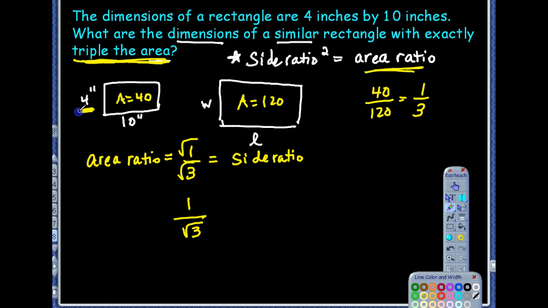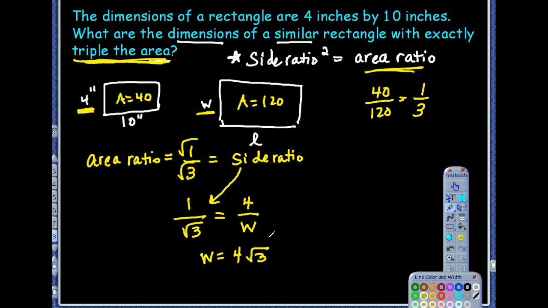Okay, so if this is your width and this is your width, this to that is your side ratio. 4 to W is a side ratio. So this right here is your side ratio. I'm going to set that equal to 4 over W. Okay, so since they really do give us a side, we can find our one missing side. So basically you're going to do a little cross multiplying. So W equals 4 times radical 3.